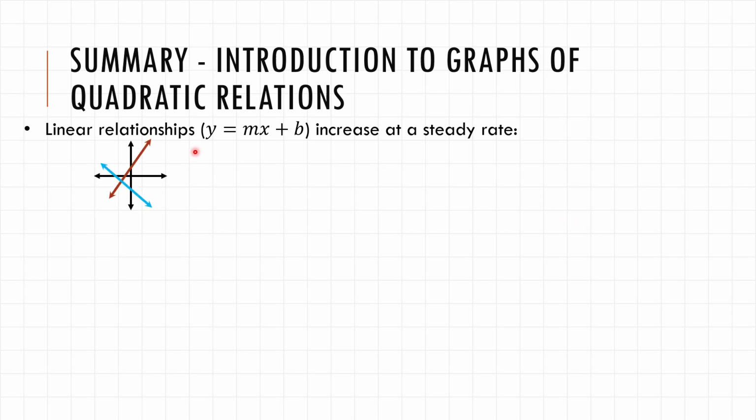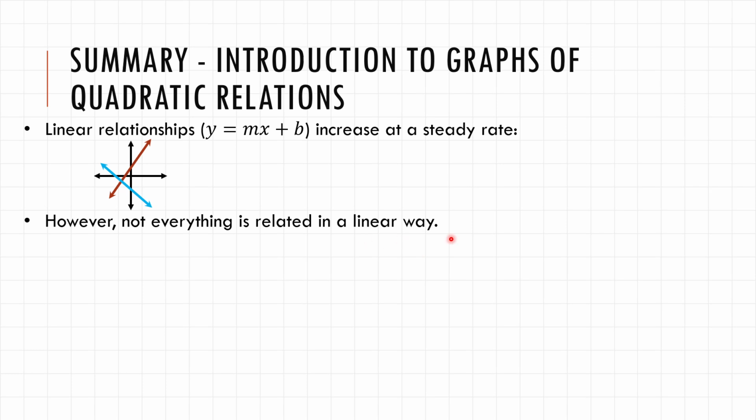Linear relationships, like y equals mx plus b, that's the equation of any straight line, always increase or decrease at a steady rate. So you can see here this red line is going up, and it's always going up by a steady amount. If you go to the right by, let's say, 3, and then you go to the right by another 3, both times the line will go up by the exact same amount. Or if it's decreasing, for example, if you go to the right by the same amount each time, the line will go down by the same amount each time. But not everything is linear.